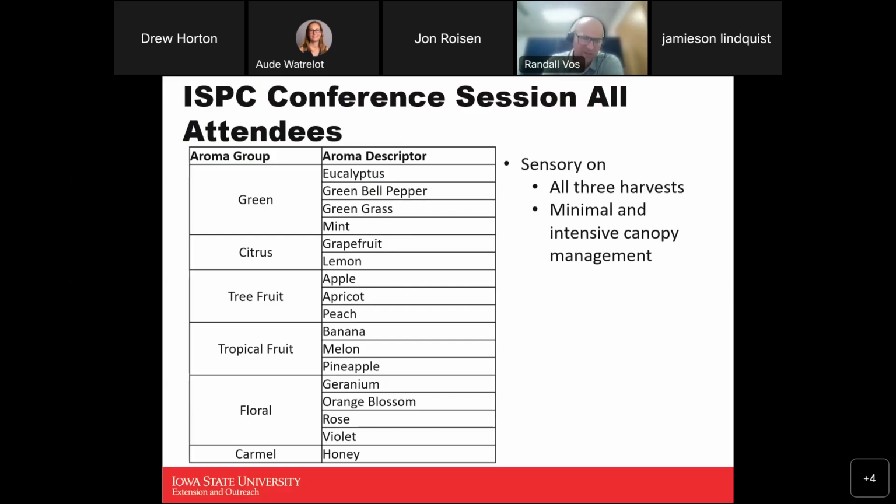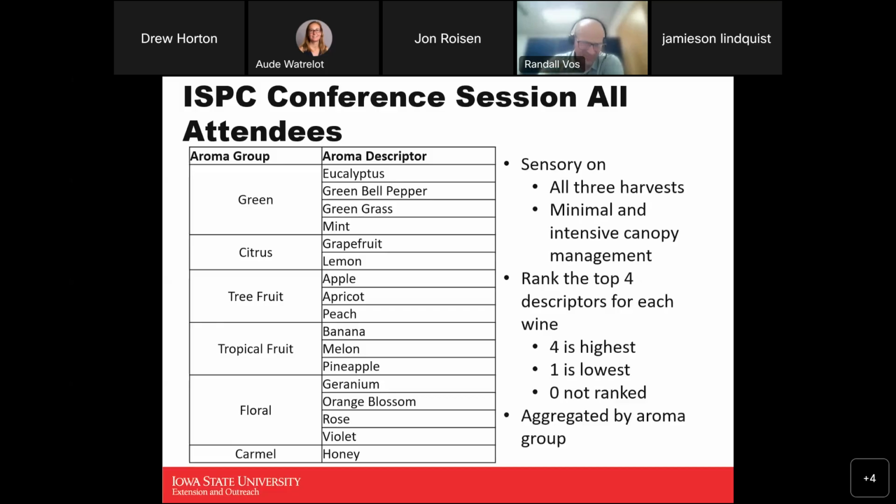In terms of which is the most and which is the least to some degree, and I'll explain that in a second. So we actually made 9 wines, and we thought, man, 9 wines is a lot for people to sample and do sensory on. So we did the 3 timings of harvest, and we just did the extremes of canopy management, the intensive and the minimal. In hindsight, we probably would have done this a little differently, but we asked them to rank their top 4, high to low. And then if they didn't rank it, I gave it a 0.